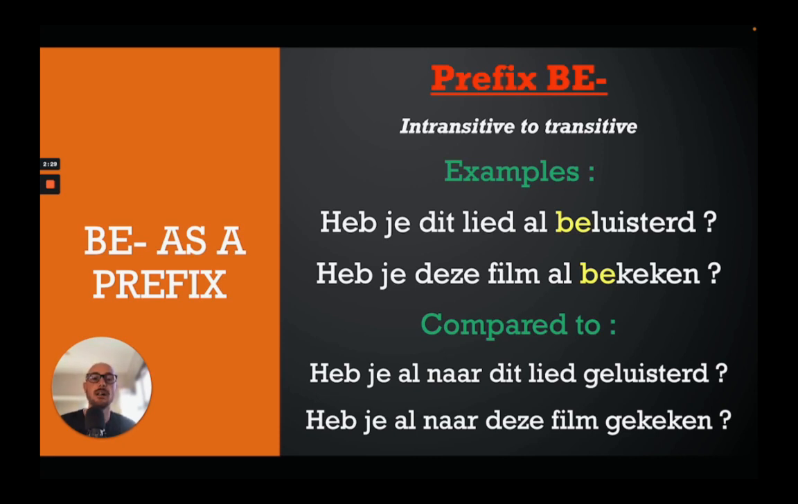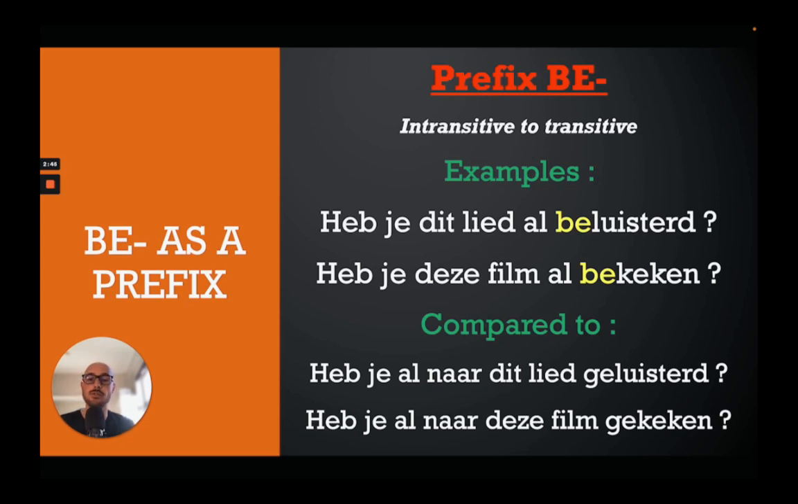Heb je dit lied al beluisterd? Heb je deze film al bekeken? Have you listened to this song already? Have you watched this movie already? Okay, so beluisteren and bekijken are both transitive verbs.